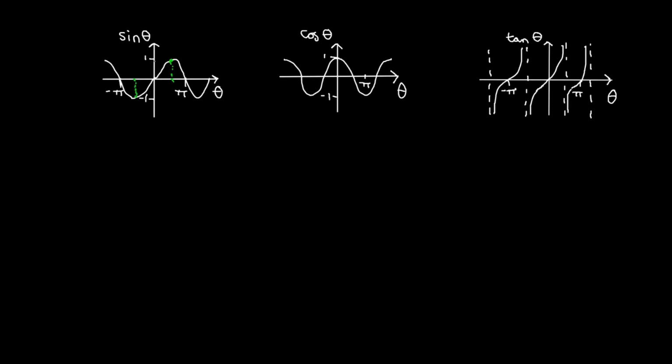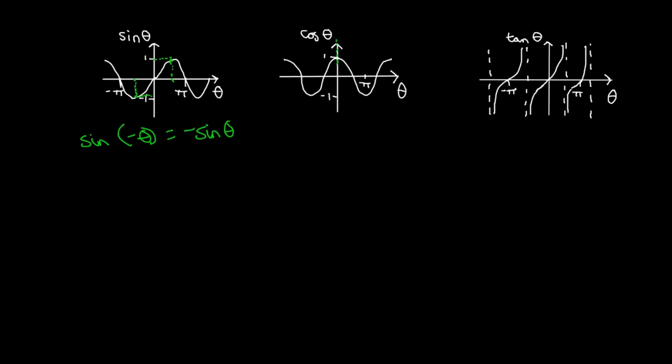This is equal to 1, and this is equal to negative 1. So this tells us that the sine of negative theta is equal to the negative of sine theta. So whichever angle we have along here, it's going to be the negative opposite this axis.